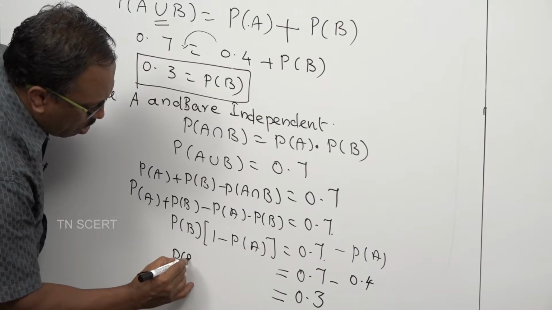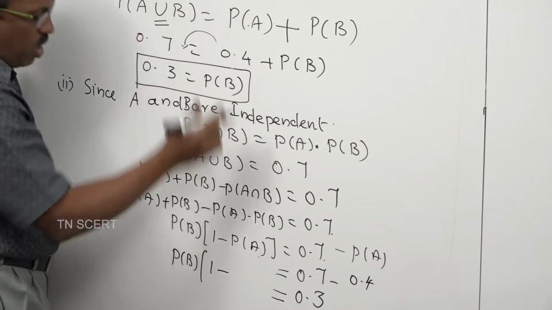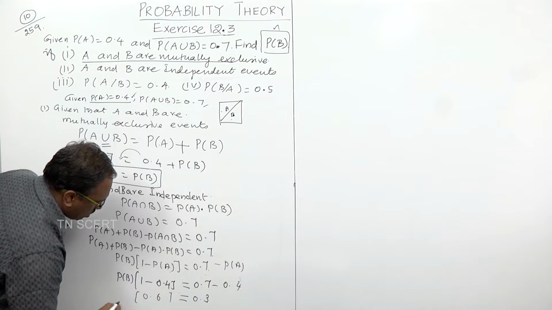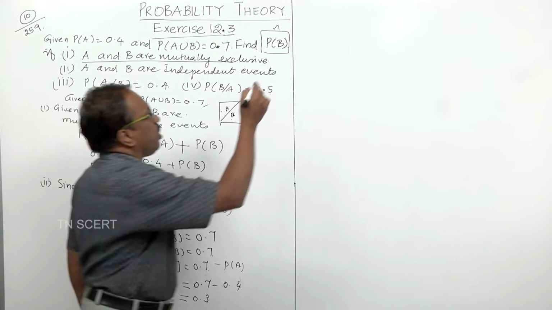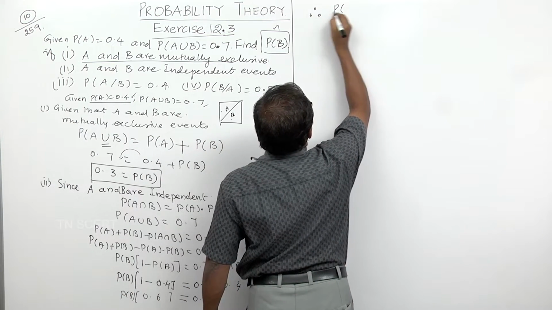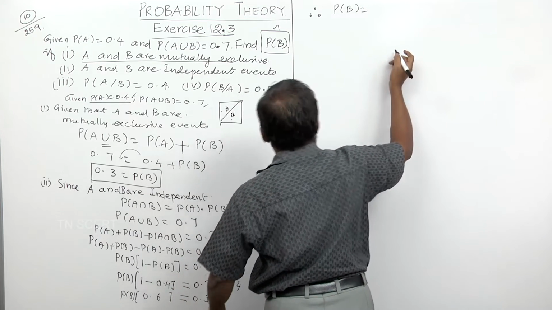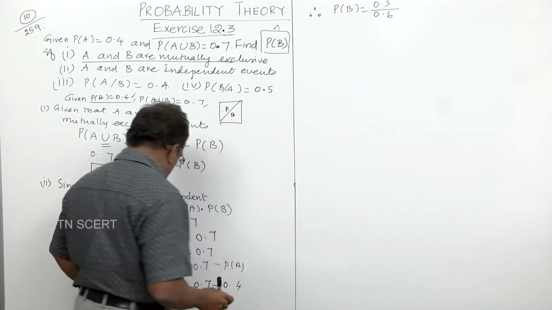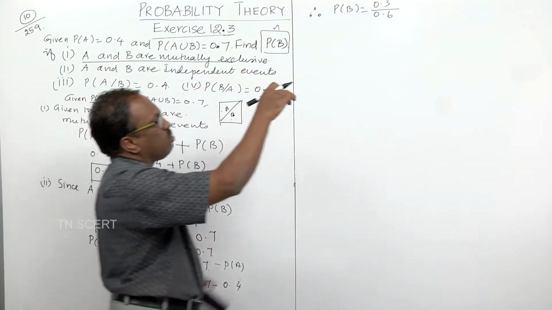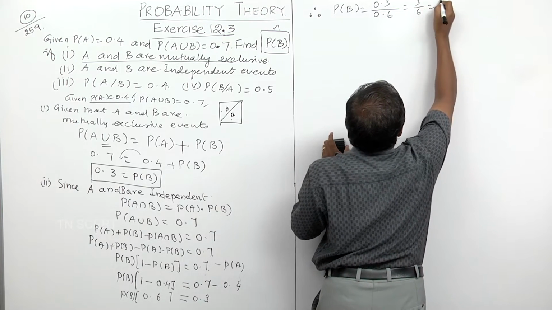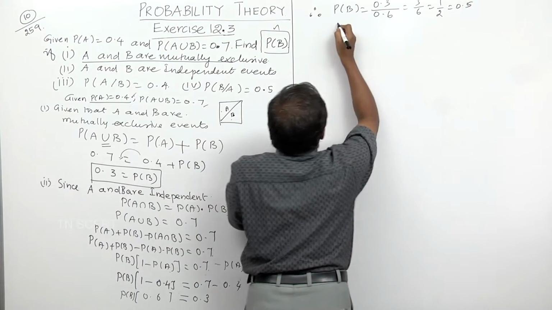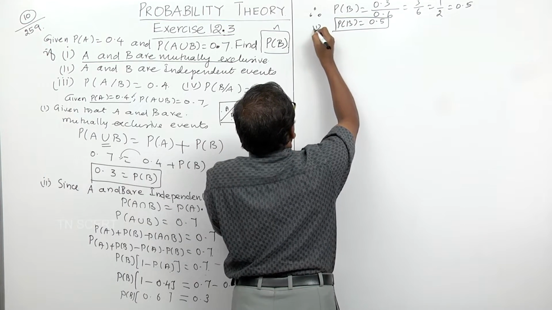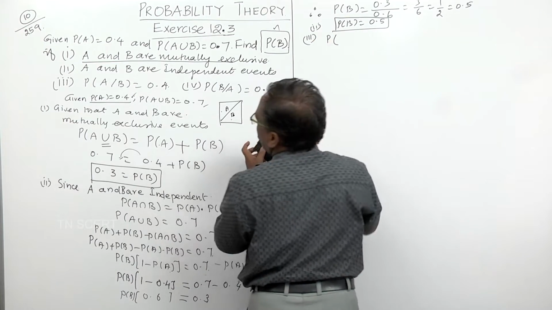P of B into 1 minus P of A. P of A is 0.4, so 1 minus this is 0.6. Therefore, P of B into 0.6, on the right hand side we have 0.3. Since it is a product, you bring it down, don't take it to the right hand side with a minus or anything. 3 by 6 is nothing but 1 by 2, which is 0.5. So P of B for the second one is 0.5. We have found the second result. And the third one is P of A given B.